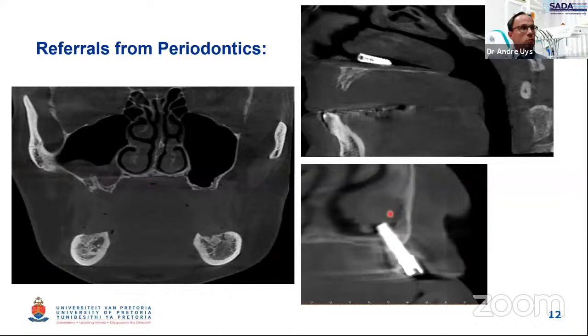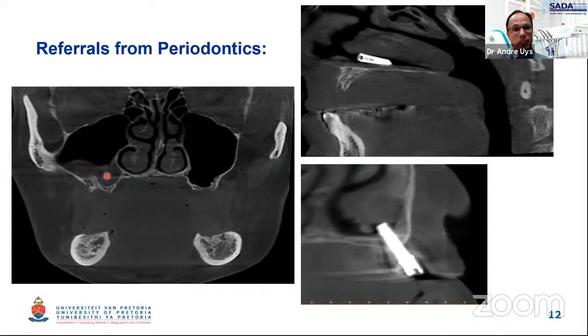We also get referrals from periodontics, and it's mainly to evaluate bone and bone quality as well as proximity to vital structures. Here you can see a patient, and you can see the amount of bone in the maxilla as well as in the mandible, and then you can identify the inferior alveolar canal quite nicely on this coronal slice. You can also see that there is a thickening of the sinus mucosa related to the floor of the right maxillary sinus.